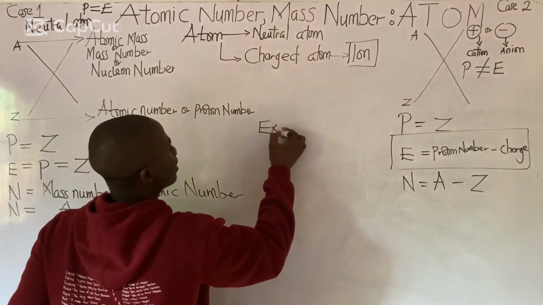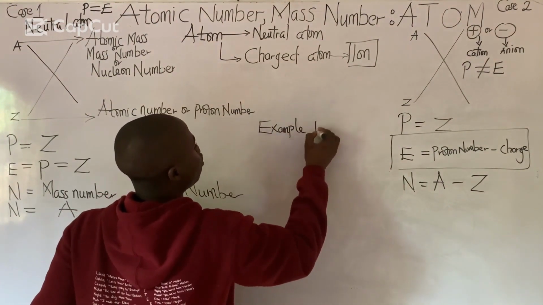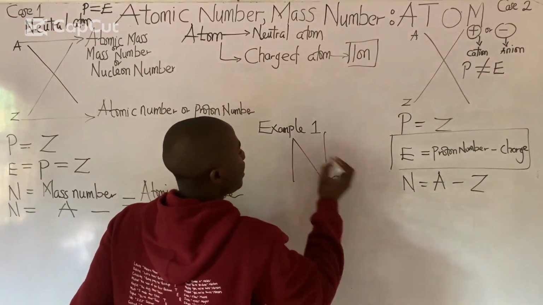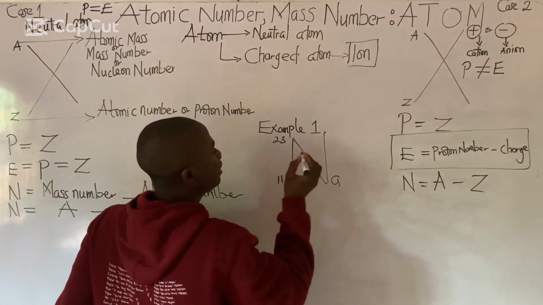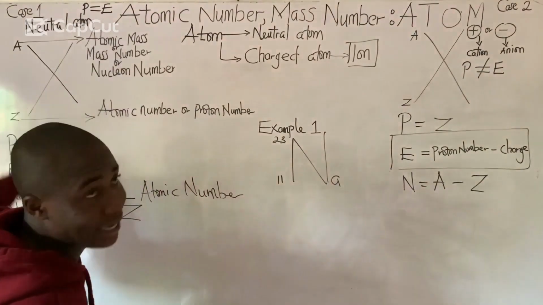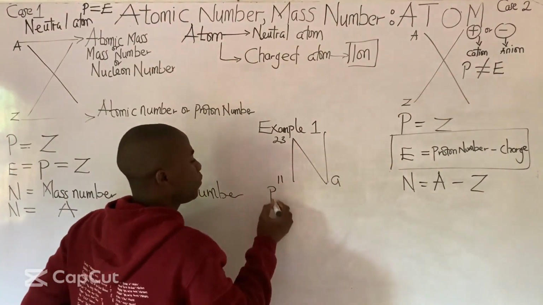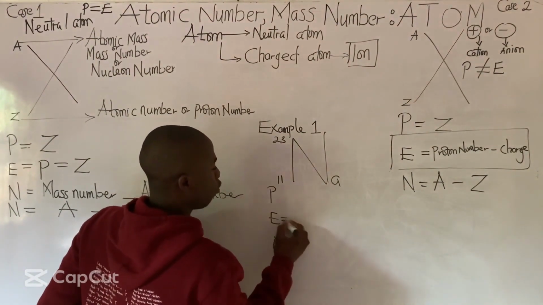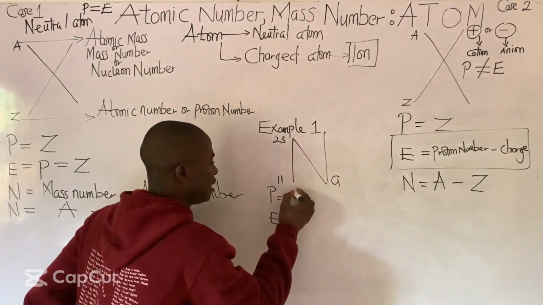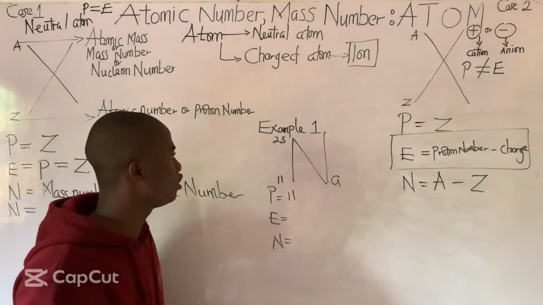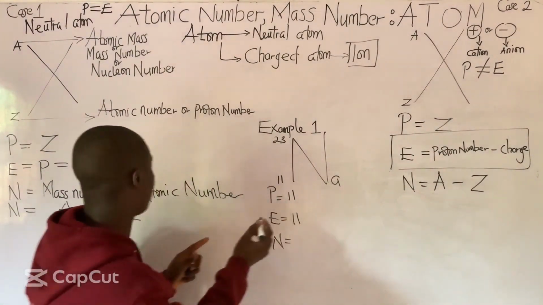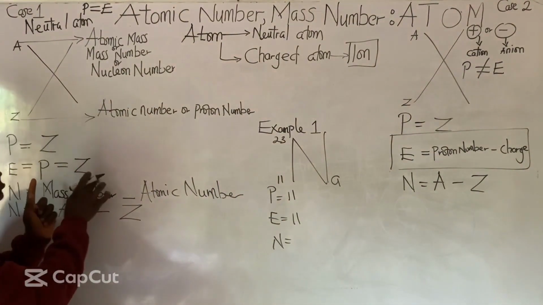Let's work with the first example, which is example 1. Let's say this is sodium, Na, 23 over 11, and it is without a charge, it is neutral. So I will use this PEN method to solve it. What becomes our proton number? Remember I said proton number is a value that is always down. It is 11. Electron number for a neutral atom is the same as proton number, so electron number becomes 11. We've said all of these before.